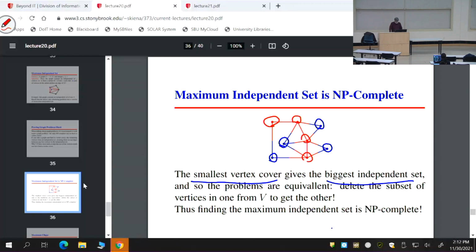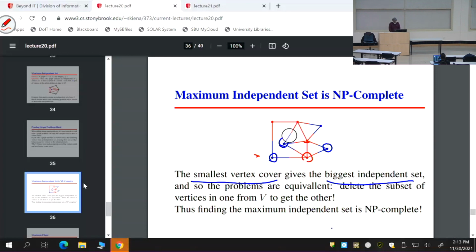right? Why is that? If no edges are completely defined where both endpoints are blue, every edge is either going to have one red and one blue thing, or it's going to have two red things. It can't have two blue things, because then my blue thing wasn't an independent set.